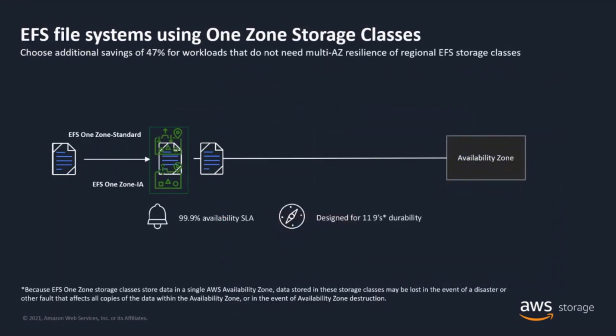As I shared earlier, EFS One Zone is also highly available and designed to be 11 nines durable and offers a 3 nines availability SLA. To achieve these levels of availability and durability, all files and directories are redundantly stored within a single availability zone. Now, because EFS One Zone storage classes store data in a single AZ, data stored in these storage classes may be lost in the event of a disaster or other fault that affects all copies of the data within the availability zone, or in the event of availability zone destruction.